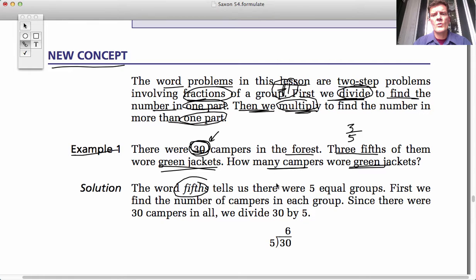The word fifths tells us that there are 5 equal parts. That means the bottom number is telling you how many equal parts you can divide the number into. So that 30, you can divide into 5 equal parts, and then we want 3 of those parts. First, we're going to find the number of campers in each of the 5 equally divided groups. Then we'll find out, if we divide them into 5 groups, how many of the groups do we want? We want 3 of them.